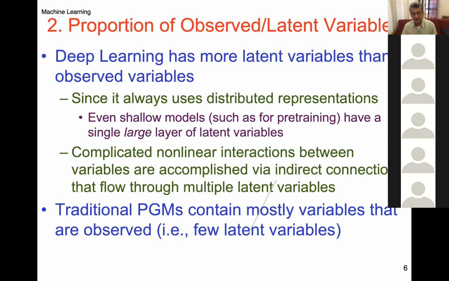Whereas in a traditional probabilistic graphical model, they mostly contain variables that are observed. There are few latent variables. So we largely deal with, well, here are all the variables for whatever the problem we're dealing with. And so we represent that by a graph, and we say those are all the variables. Where would the latent variables come from in a standard model? I think that is explained in the next slide.